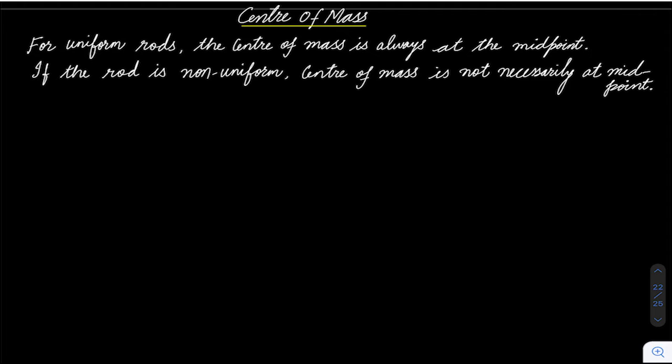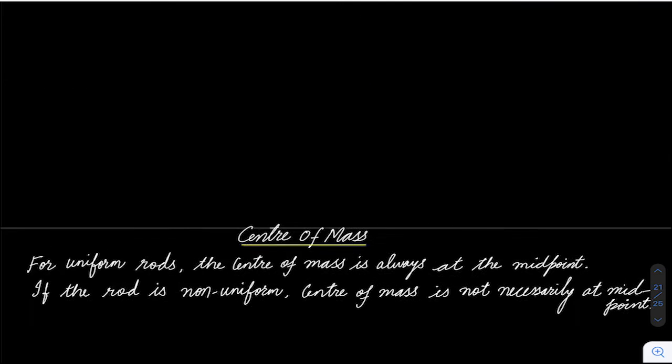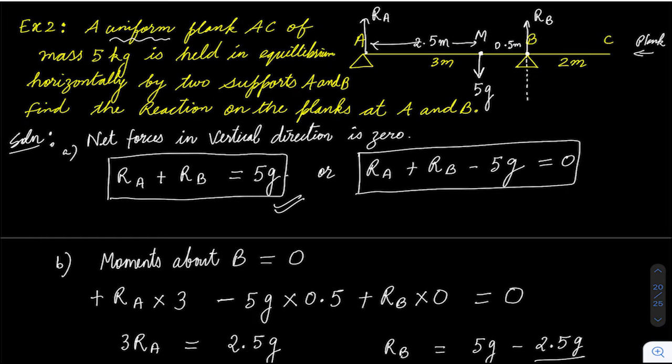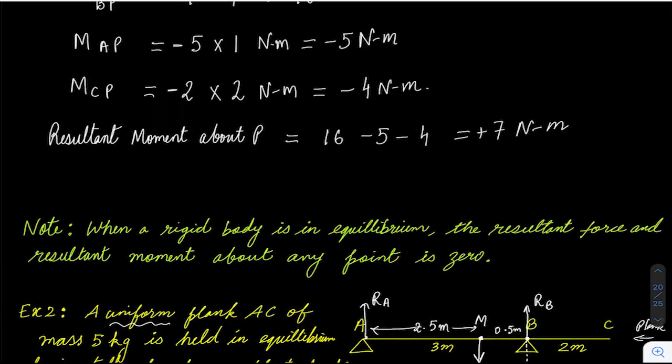Now in the previous video we have seen how to solve moment questions. So we have basically seen that if a rigid body is in equilibrium, the net force in any direction is zero and the net moment about any point is also zero. And we have solved a couple of questions on it.